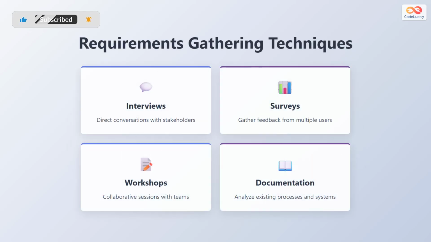Business analysts use various techniques to gather requirements. Interviews involve direct conversations with key stakeholders to understand their needs and pain points. Surveys help collect feedback from a larger group of users. Workshops bring teams together for collaborative discussion and brainstorming. Documentation review involves analyzing existing processes, systems, and business documents to understand how things currently work.